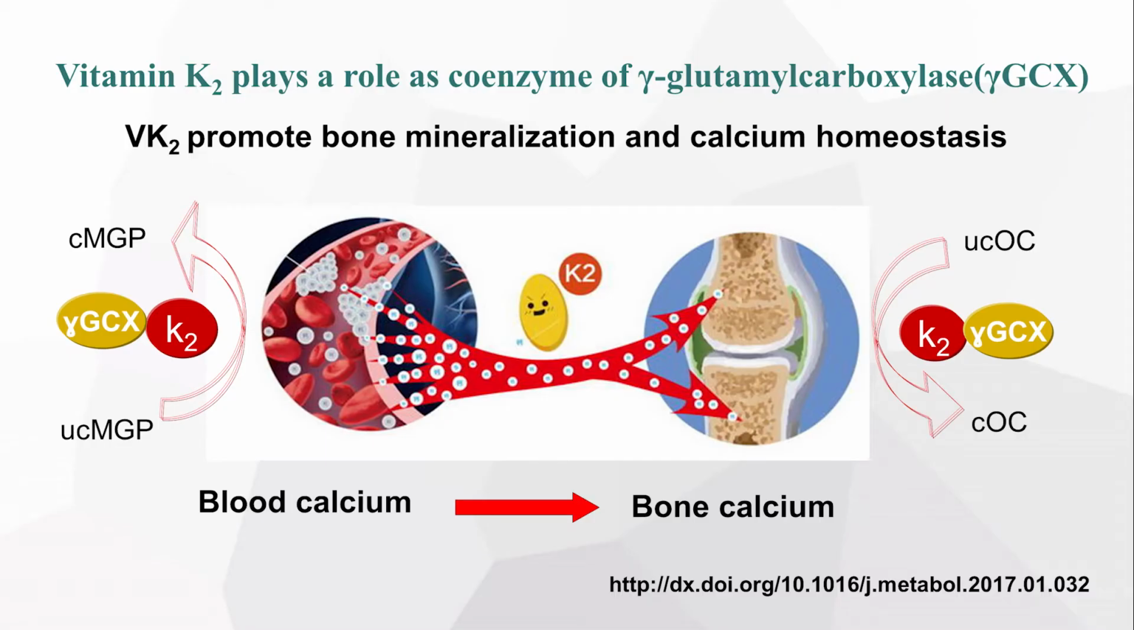Studies in recent years have shown that vitamin K2 plays a key role by acting as a cofactor for gamma-glutamyl carboxylase. Activation of gamma-glutamyl carboxylase in turn activates vitamin K-dependent proteins such as osteocalcin and matrix GLA proteins. This further promotes the carboxylation of undercarboxylated osteocalcin into its carboxylated form, and the same process for matrix GLA proteins.